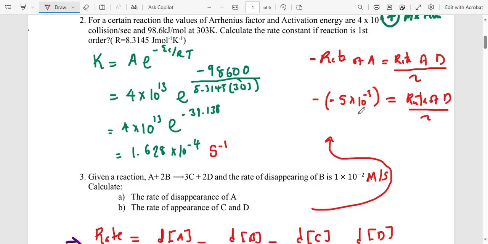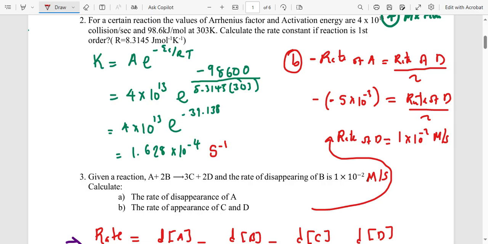Now these two multiply with a 5, that will give us a 10. So therefore the rate of appearance of D is going to be 2 times 5, that will give you a 10. So it will be 10 times 10 to the power negative 3, which will just be 1 times 10 to the power negative 2 molar per second. Okay, so that is how I answer this one.